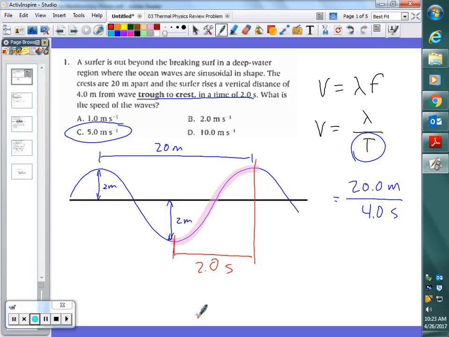Does that make sense? All the writing that I did there. So the speed of our wave is going to be 5 meters per second. There are 2 ways we can calculate speed. We can go wavelength times frequency, or we can go wavelength over period. Both of those will get you speed. Good?